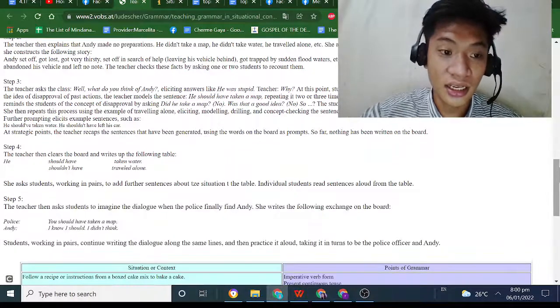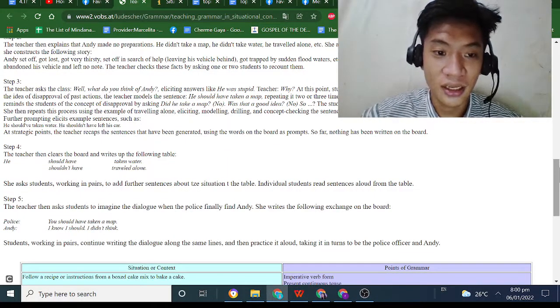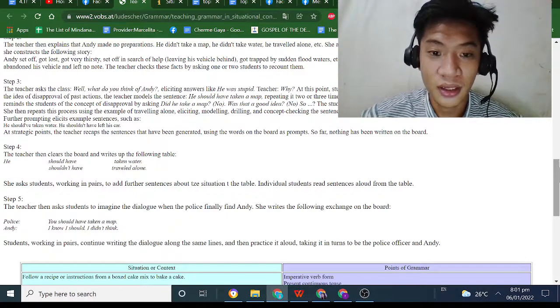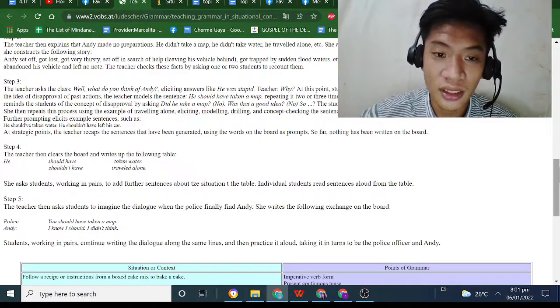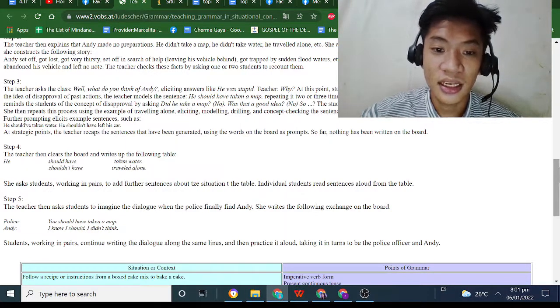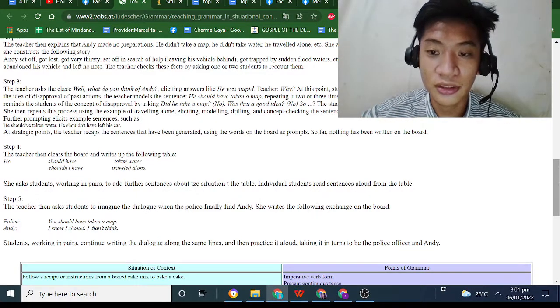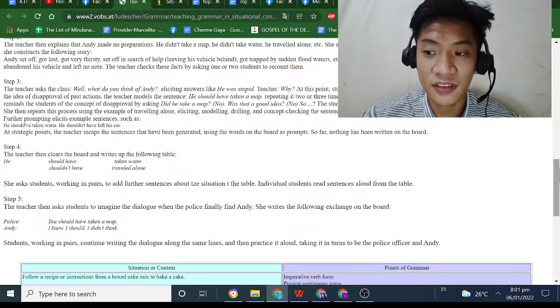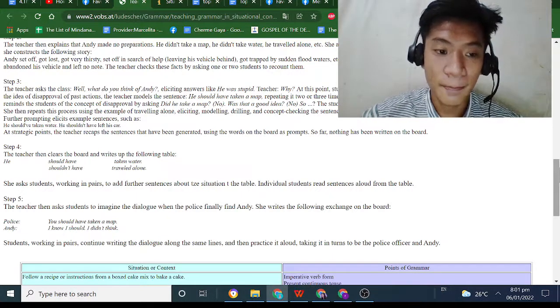So the teacher asked the class, "Well, what do you think of Andy?" Eliciting the answer, he was stupid. The teacher would ask why. At this point, the student may venture sentences like he must take a map. So from the situation given and from the teacher's elicited ideas, she was able to get the students to respond to the scenario we have created and create their own sentences. So he must take a map, having thus established the idea of disapproval of past actions.